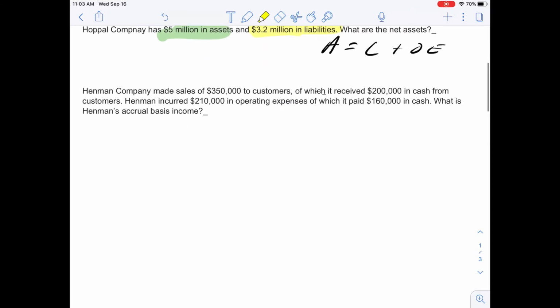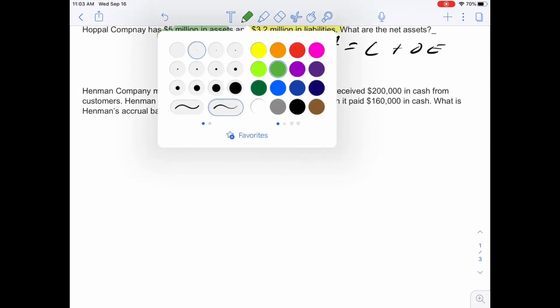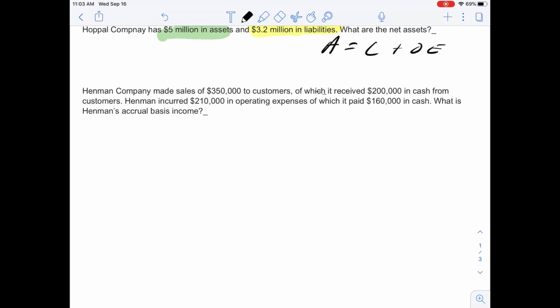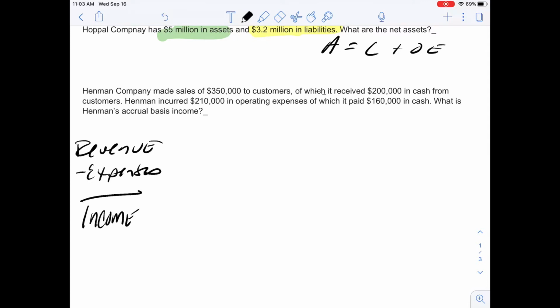Moving on to the next one, this is a little bit of a tricky one. Before we get into it, we need to understand two things. How do we get to income? Revenue minus expenses equals income. Revenue is basically money coming into the business in the form of sales, performing sales and services. Expenses is money coming out of the business in terms of things needed to operate the business.